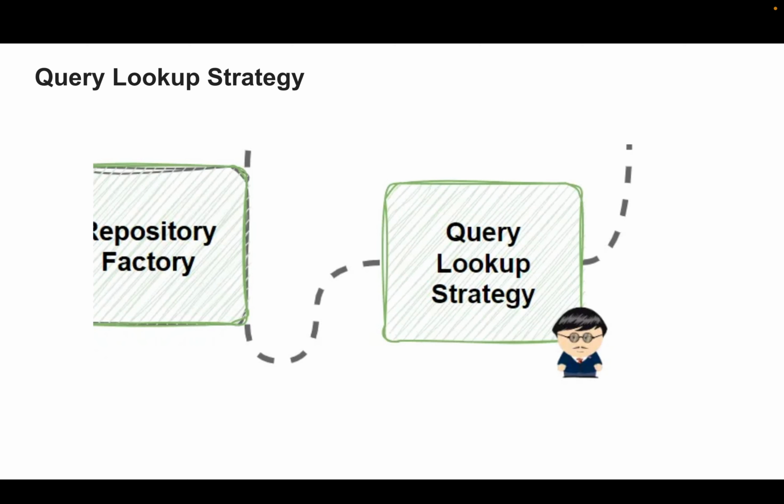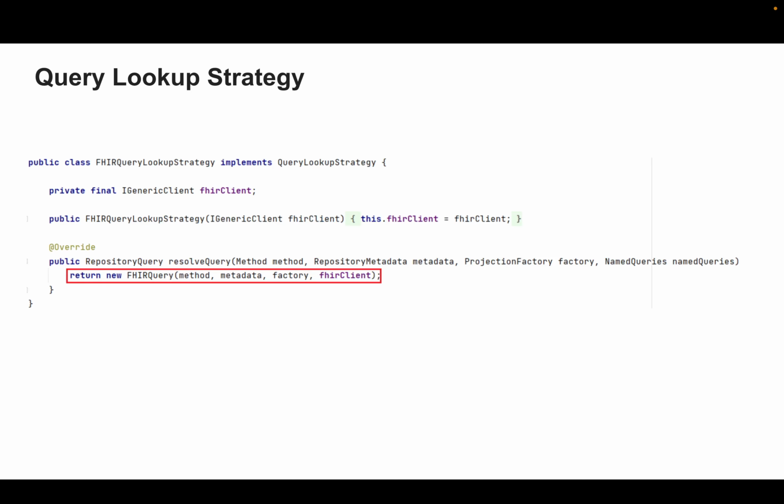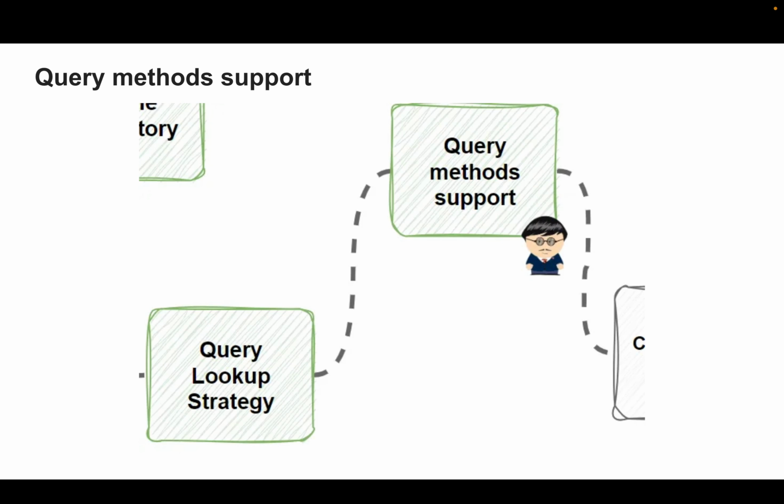Query lookup strategy. You remember our FHIR repository factory where we left a get query lookup strategy method empty. Now we are going to implement some logic here. So we added here a FHIR query lookup strategy implementation and put there a FHIR client as the dependency. In the FHIR lookup strategy, we implemented the resolve query method and returned the implementation of repository query interface. And inside our implementation called FHIR query, we will implement our first advanced feature called query method support.